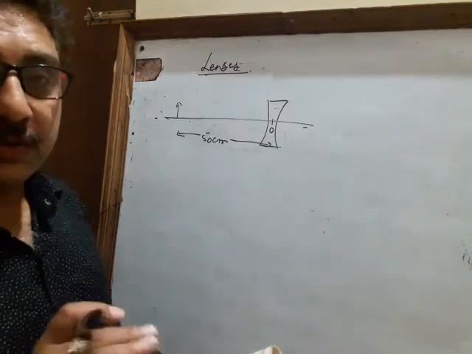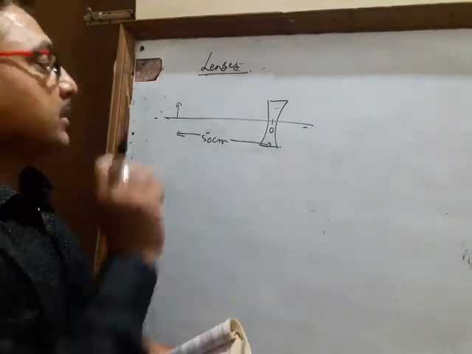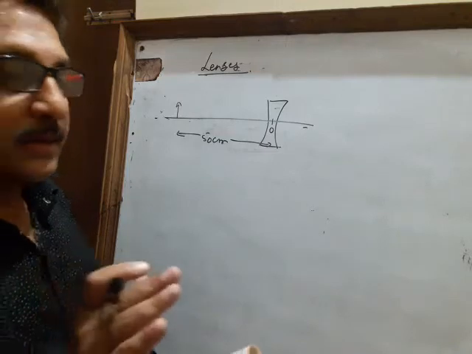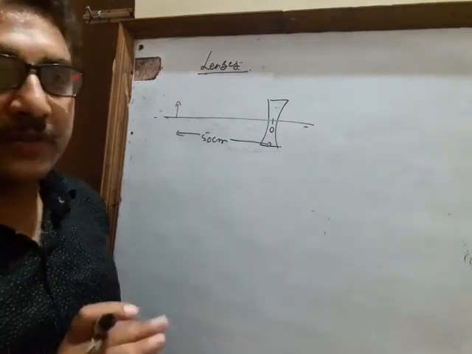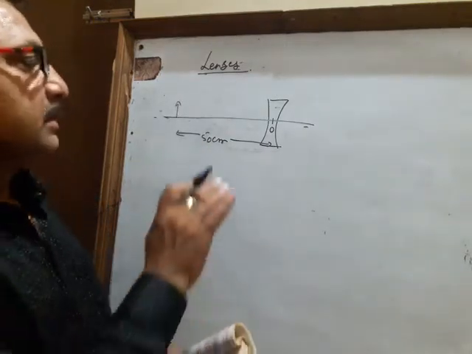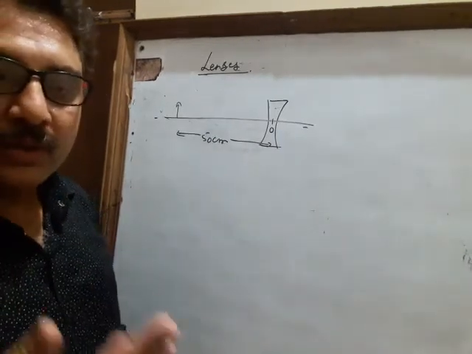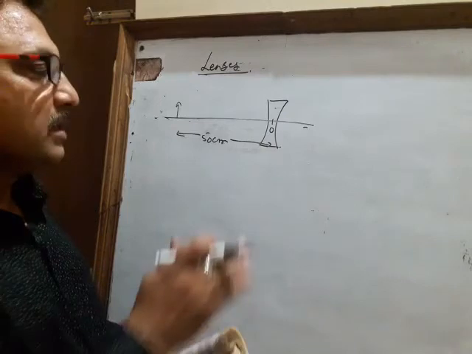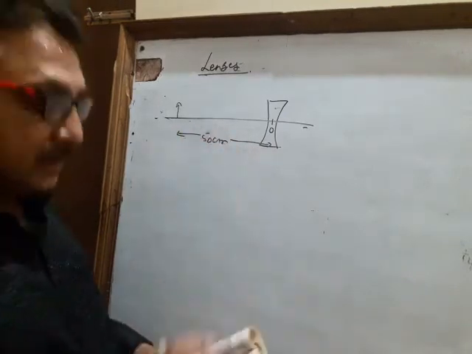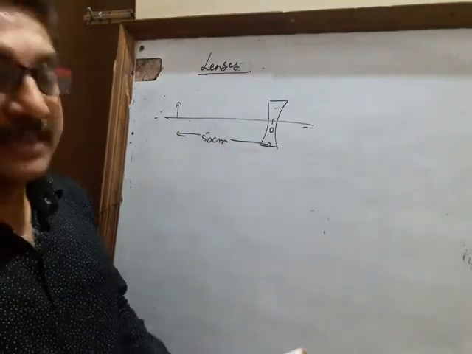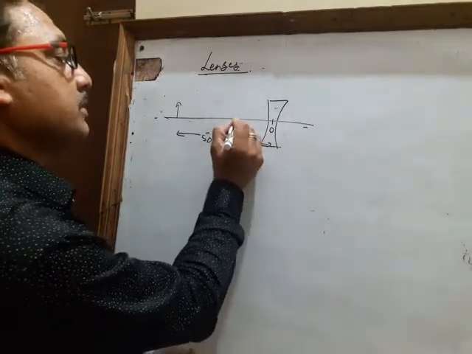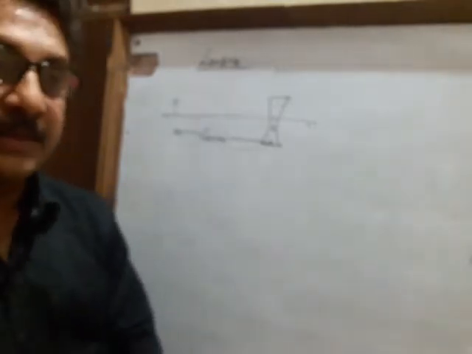So listen to the question once more. There is a concave lens. There is an object which is placed at a distance of 50 centimeter from the lens, and this lens forms a virtual image. Of course, you know the concave lens always forms a virtual image. So this lens forms a virtual image at a distance of 10 centimeter in front of the lens. Draw a diagram to show the formation of image and calculate the focal length of the lens.